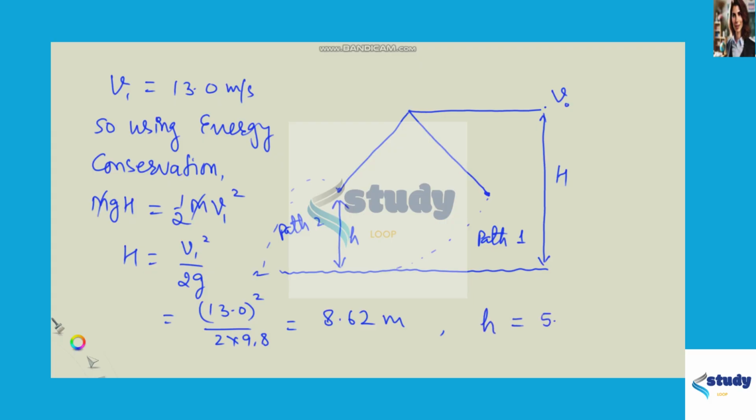So now the height of the person above the water at path 2, this is given as h is equal to 5.20 meter. So we have to find the speed of the person as he leaves the rope.